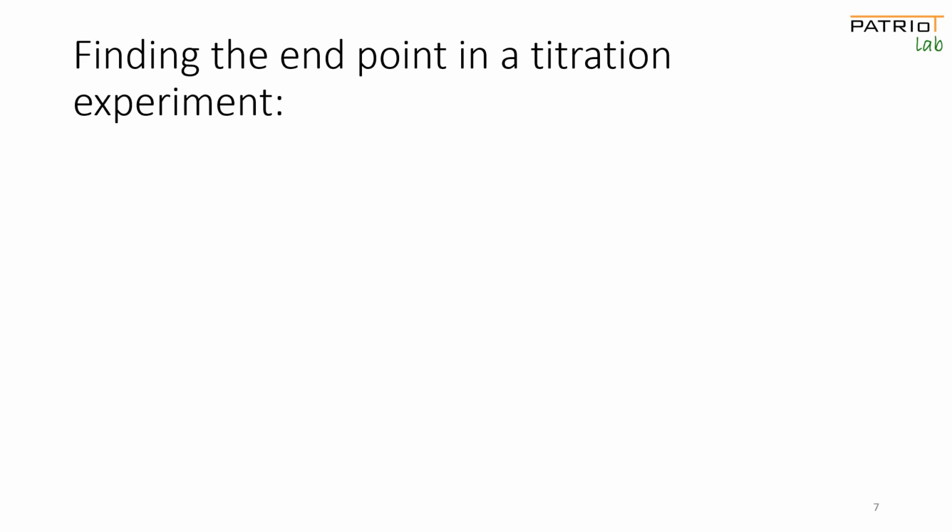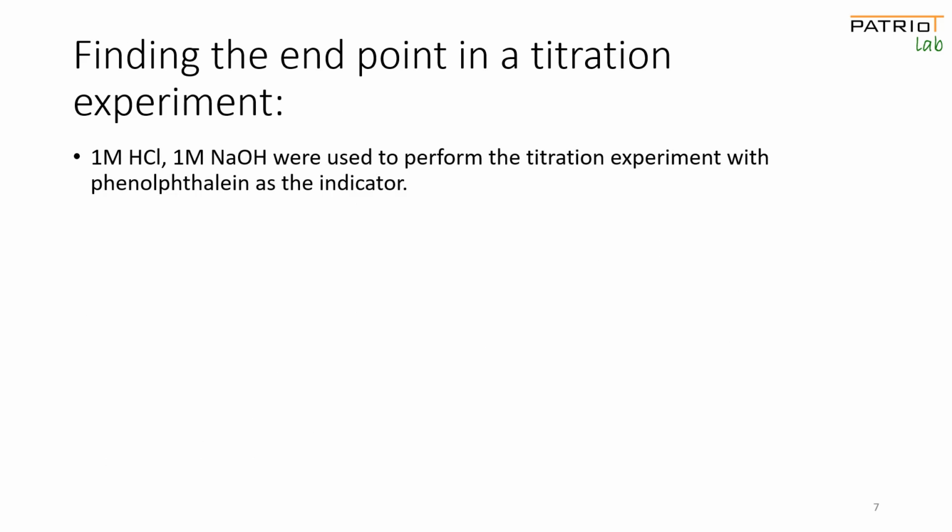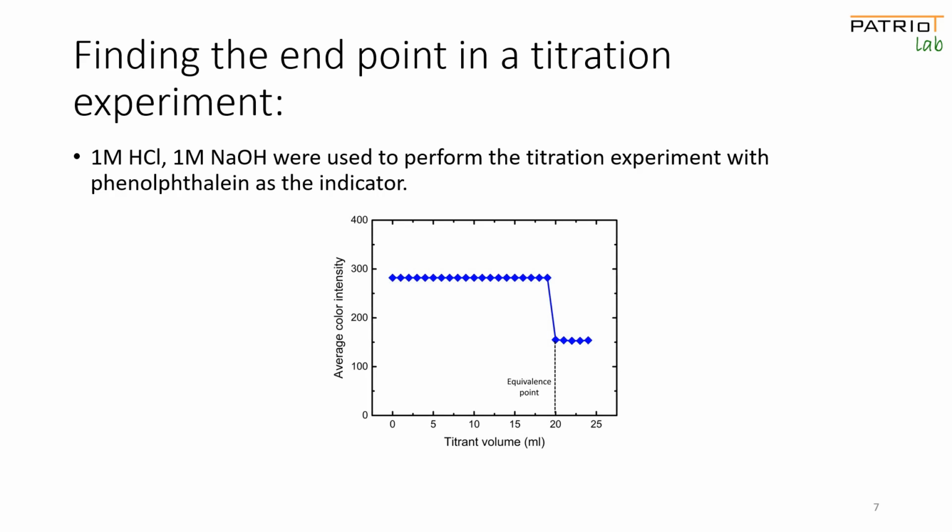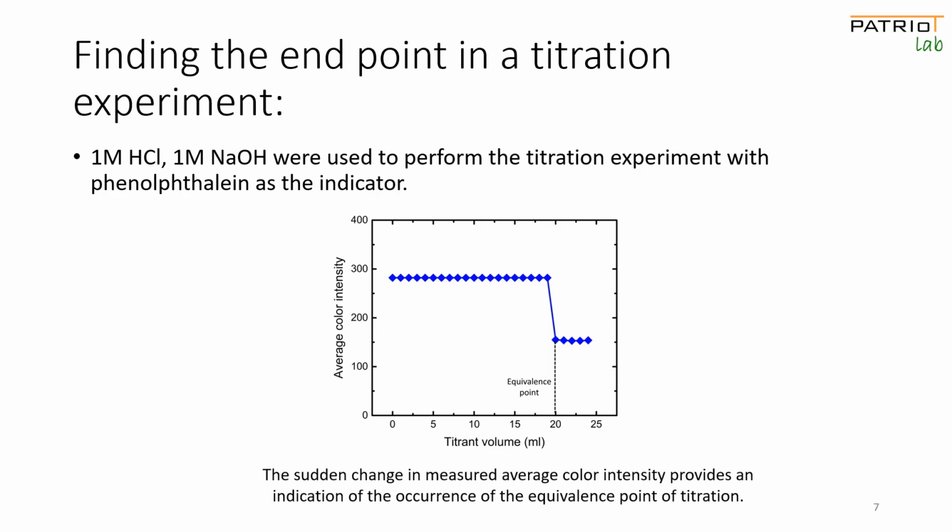For the titration experiment, a 20 ml 1 molar hydrochloric acid solution was introduced in the chamber and sodium hydroxide was added to it in steps of 1 ml with phenolphthalein as the indicator. We noted the RGB values at each step. A sudden change in RGB values was observed after adding 20 ml of sodium hydroxide, indicating that equivalence point has been reached.